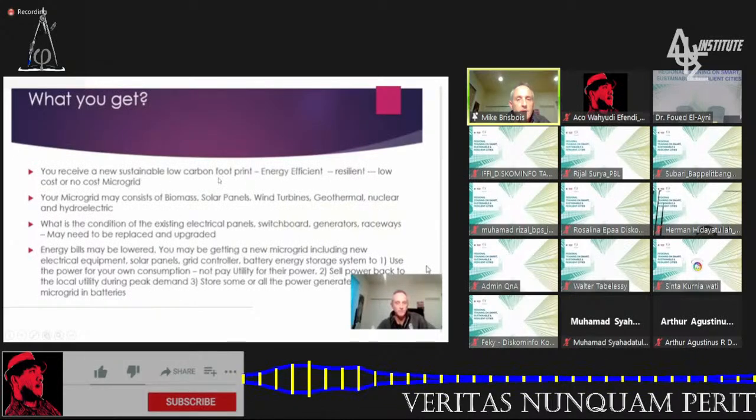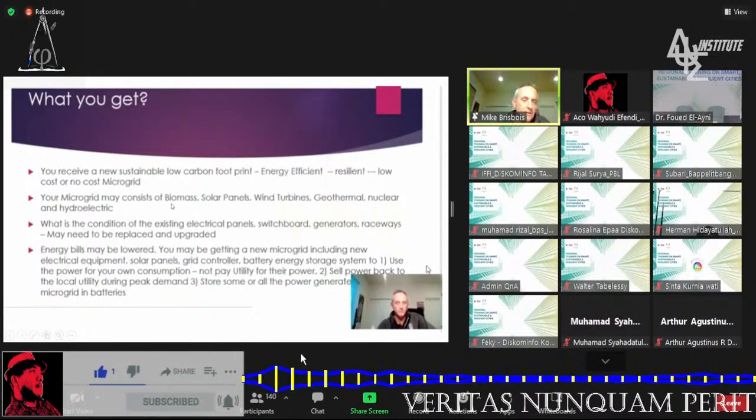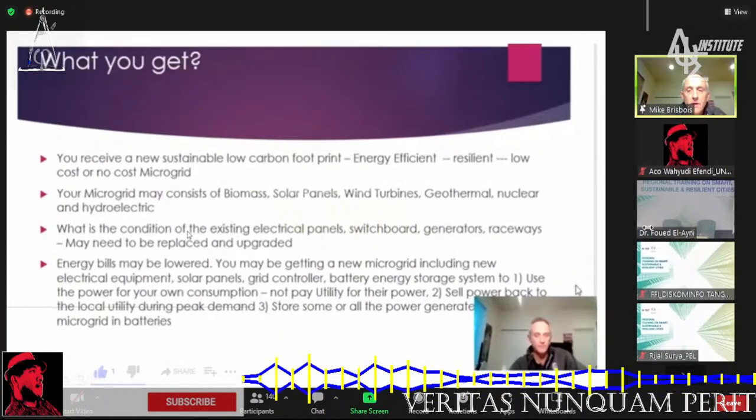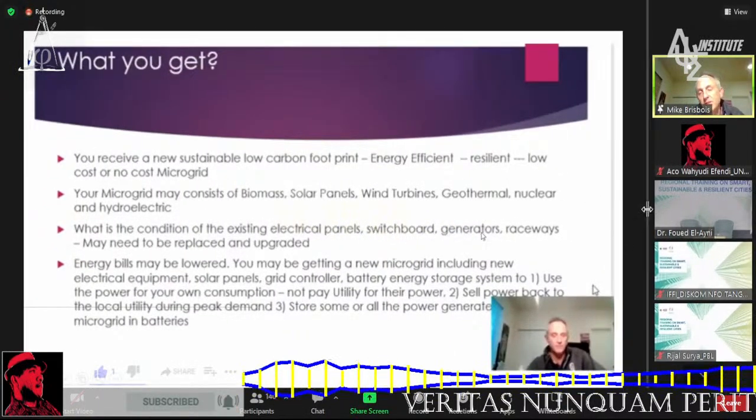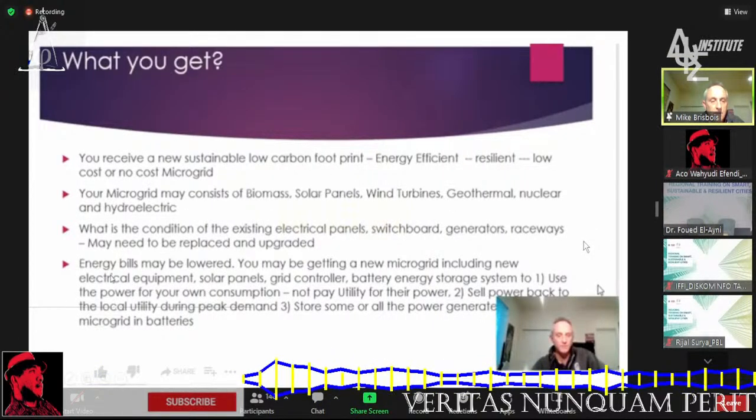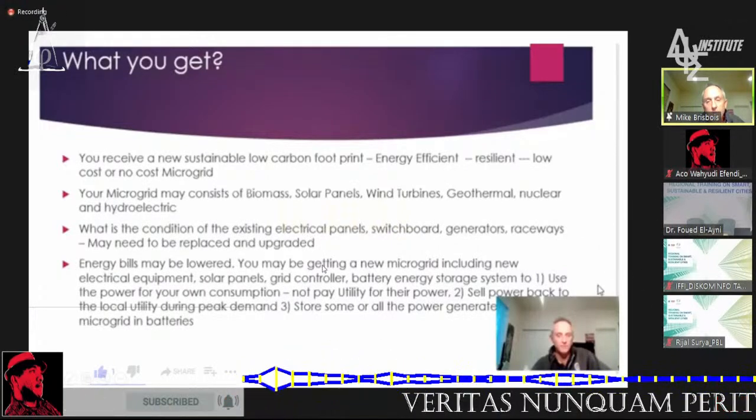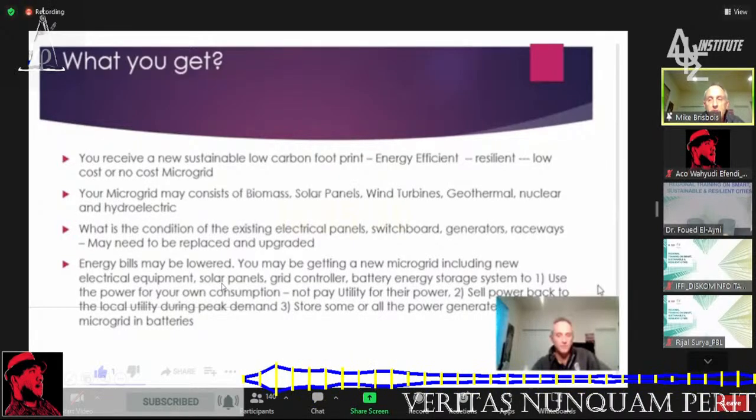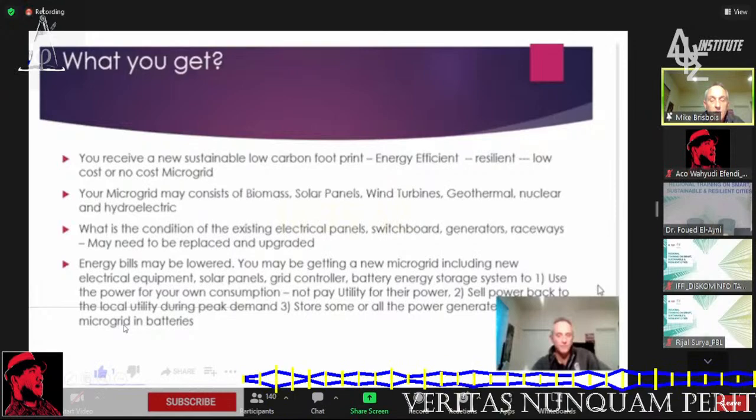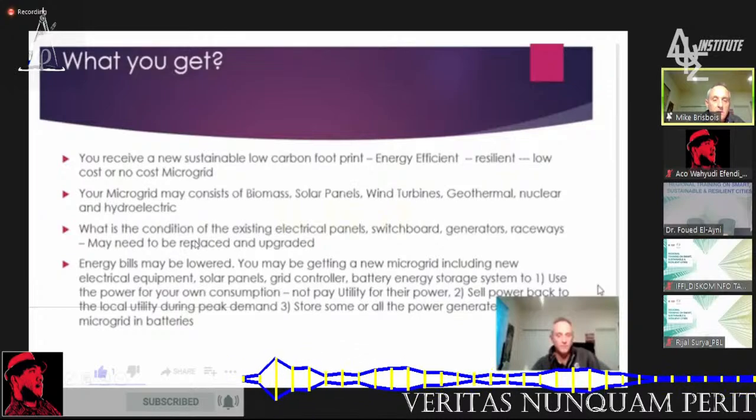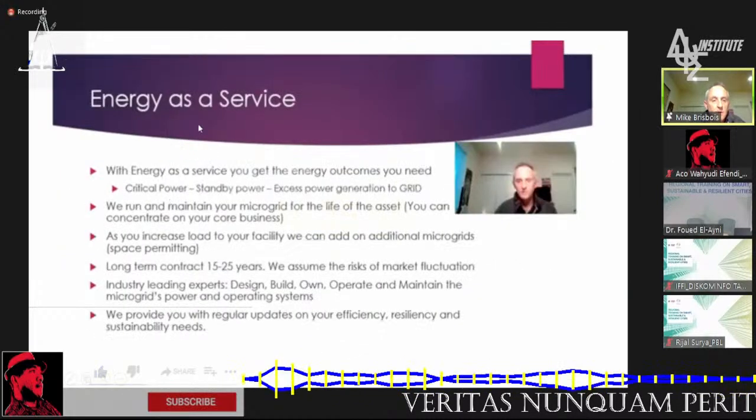What do you get? Like I mentioned, you get a lower carbon footprint. You reduce your carbon footprint, reduce cost, and gain energy efficiency, resiliency, sustainability. And then what's the condition of your switchboard, your generators? Can you roll that into the new price here? Energy bills, we look at your energy bills and then we analyze them. We come back and give you a scenario on what we think could possibly save you money, making a sustainable microgrid. I think we went through this.